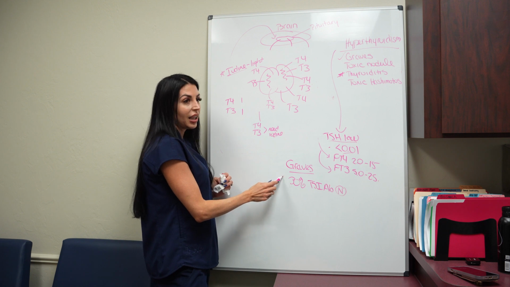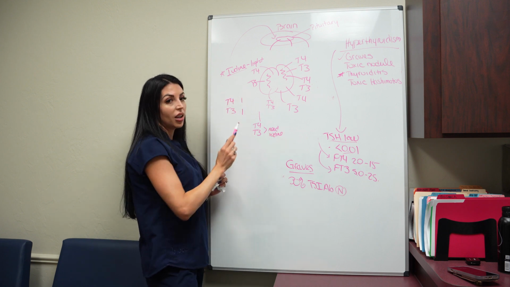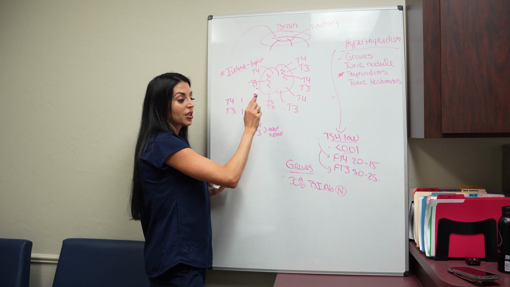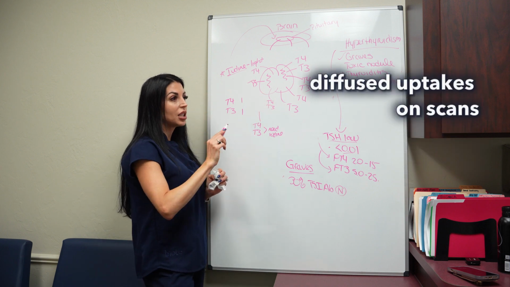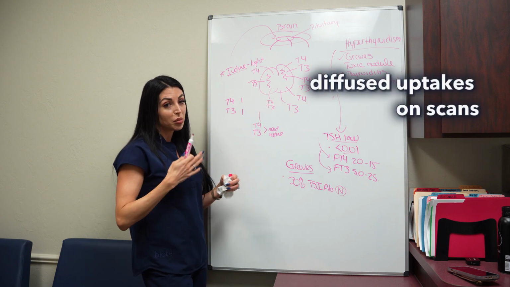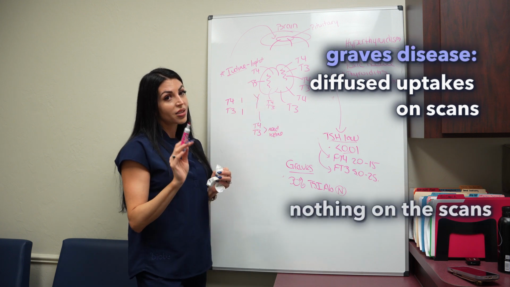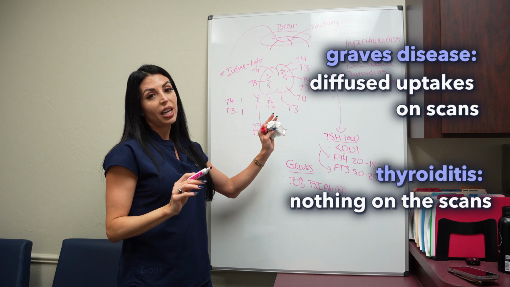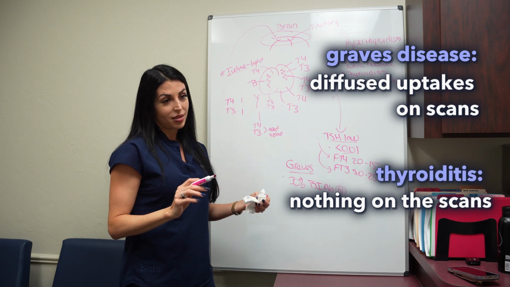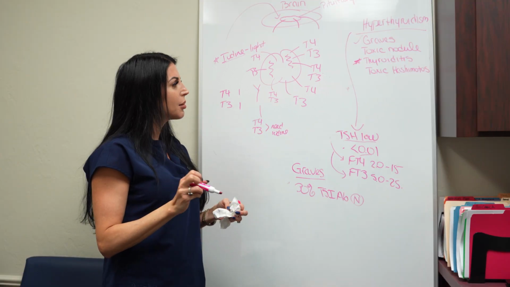The way you can tell is when you do the antibody test and it's negative, you do this radioactive uptake and scan, and if your scan shows diffuse uptake, you know there's a lot of T4 and T3 still being made, so it's Graves' disease because of the antibodies. But if your scan shows there's nothing, then you know it's a thyroiditis, and you just need to let it pass.